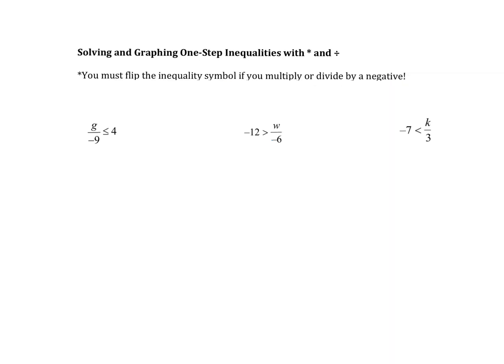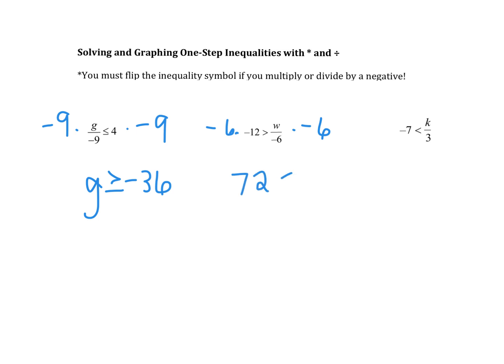Okay, same rule and just 3 problems with multiplication now. So in this problem, I'm going to multiply both sides by -9. Because I multiplied both sides by a negative, I have to flip over the symbol. In this one, I would multiply both sides by a -6. And I get a +72, and I would have to flip over the sign. Oh, I guess we're supposed to graph these. Okay, so 72, open circle, W is greater, shade to the right.